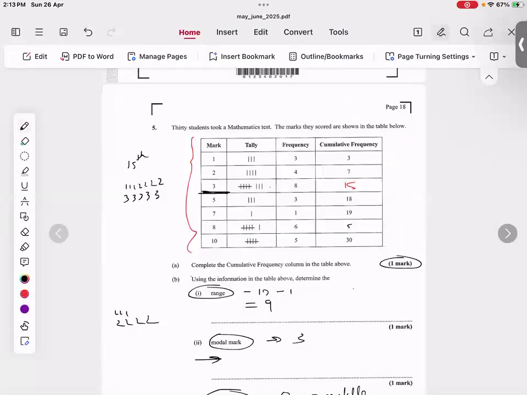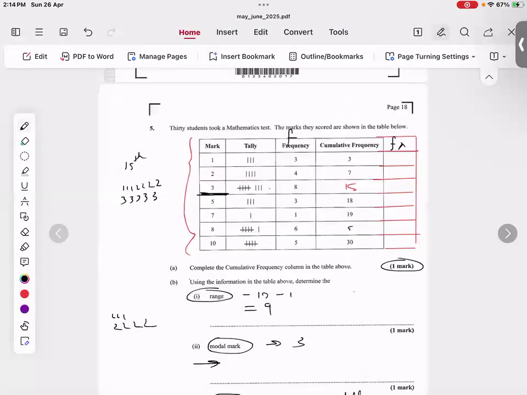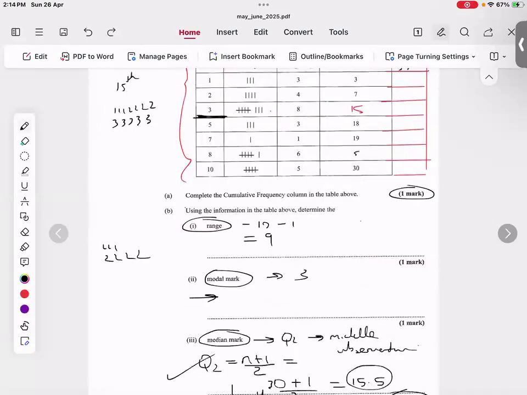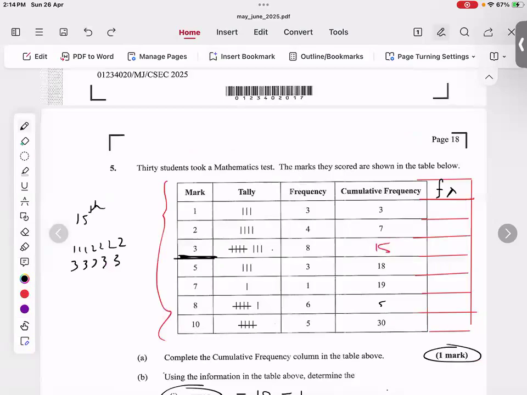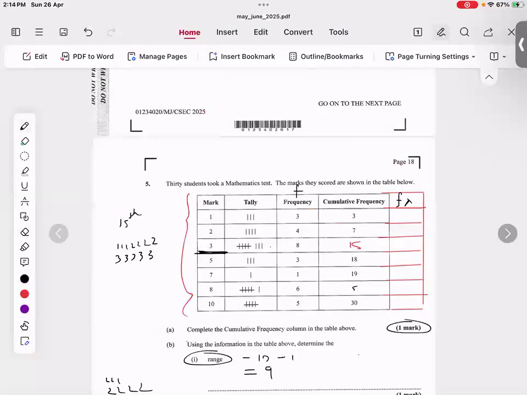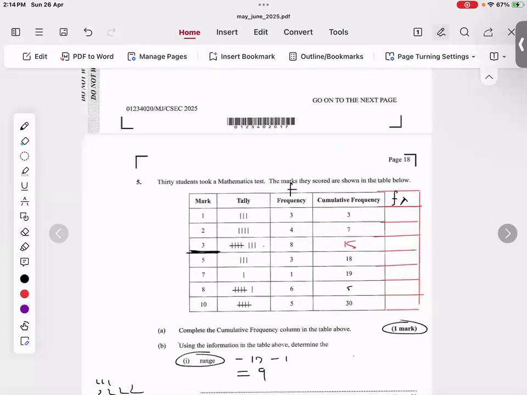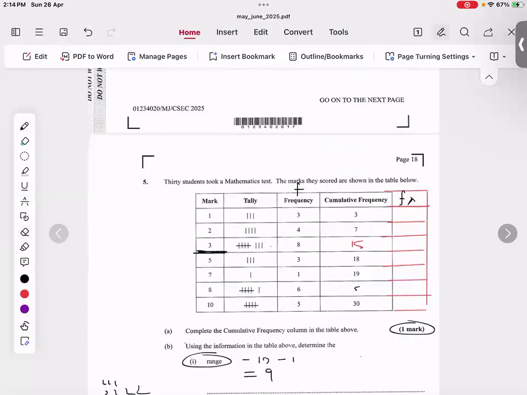All right, so this column is going to be called my FX column. And so what is F? Well, F is obviously this column here. F is that column right there, because that column is your frequency column. And we have to create what is called an X column. What is the X column? The X column is known as your midpoint column. So we have to create a midpoint column.